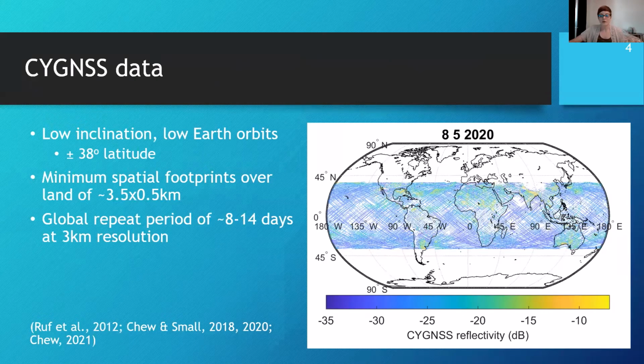This figure shows all Cygnus observations on August 5th, 2020. Even though Cygnus observations have good daily low latitudinal coverage at a coarse scale, at a 3-kilometer spatial scale, the global repeat period is about 8 days at higher latitudes and closer to 14 days near the equator.